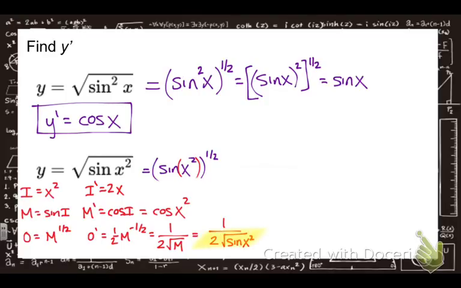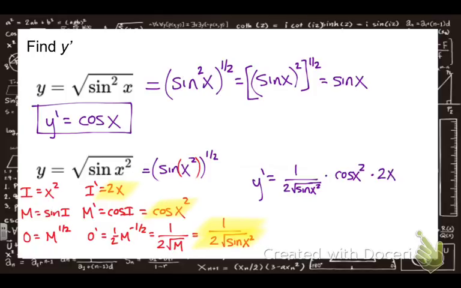So, now that we have 3 layers, the chain rule dictates that we multiply all 3 of them together. So y prime would be equal to the derivative of the outside, 1 over 2 square root of sine of x squared, times the derivative of the middle, which is cosine of x squared, times the derivative of the inside, which is 2x.